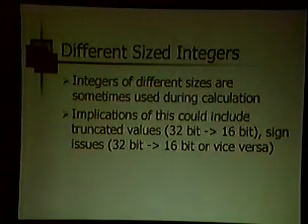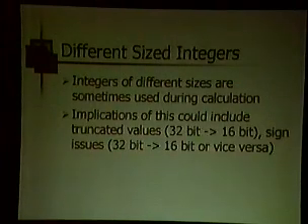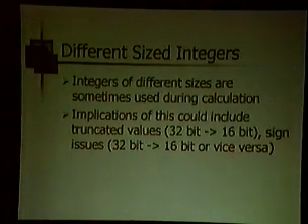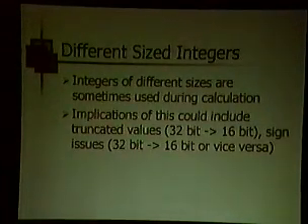Different sized integers, as the name implies, are integers of different sizes that are sometimes used during calculations. Implications of this can include 32-bit values being assigned to 16-bit variables, and they can become truncated, and also they can change sign. For example, a 32-bit negative number can become a 16-bit positive number, or a 16-bit negative number is not sign extended when it's stored in a 32-bit variable.